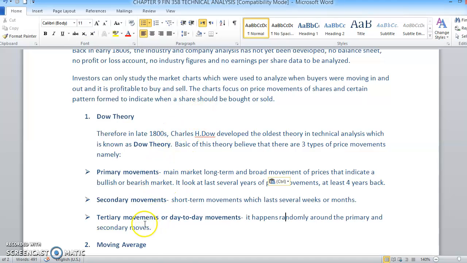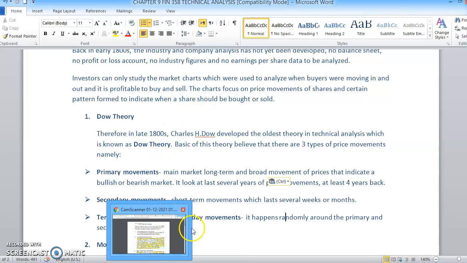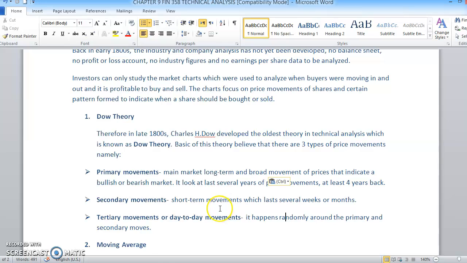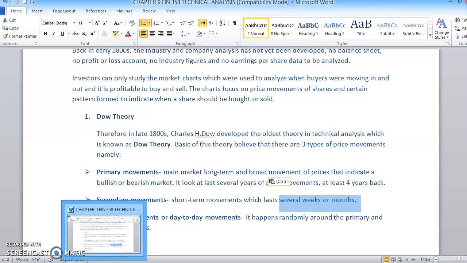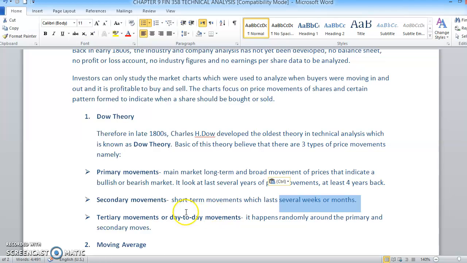So this is the theory yang dinyatakan mengikut Dow Theory. Bermakna ada 3 pergerakan, 3 jenis trend pergerakan harga. Primary, tengok tahun. Secondary, several weeks or months. Dan tertiary could be just a few weeks, lagi shorter than the secondary one.